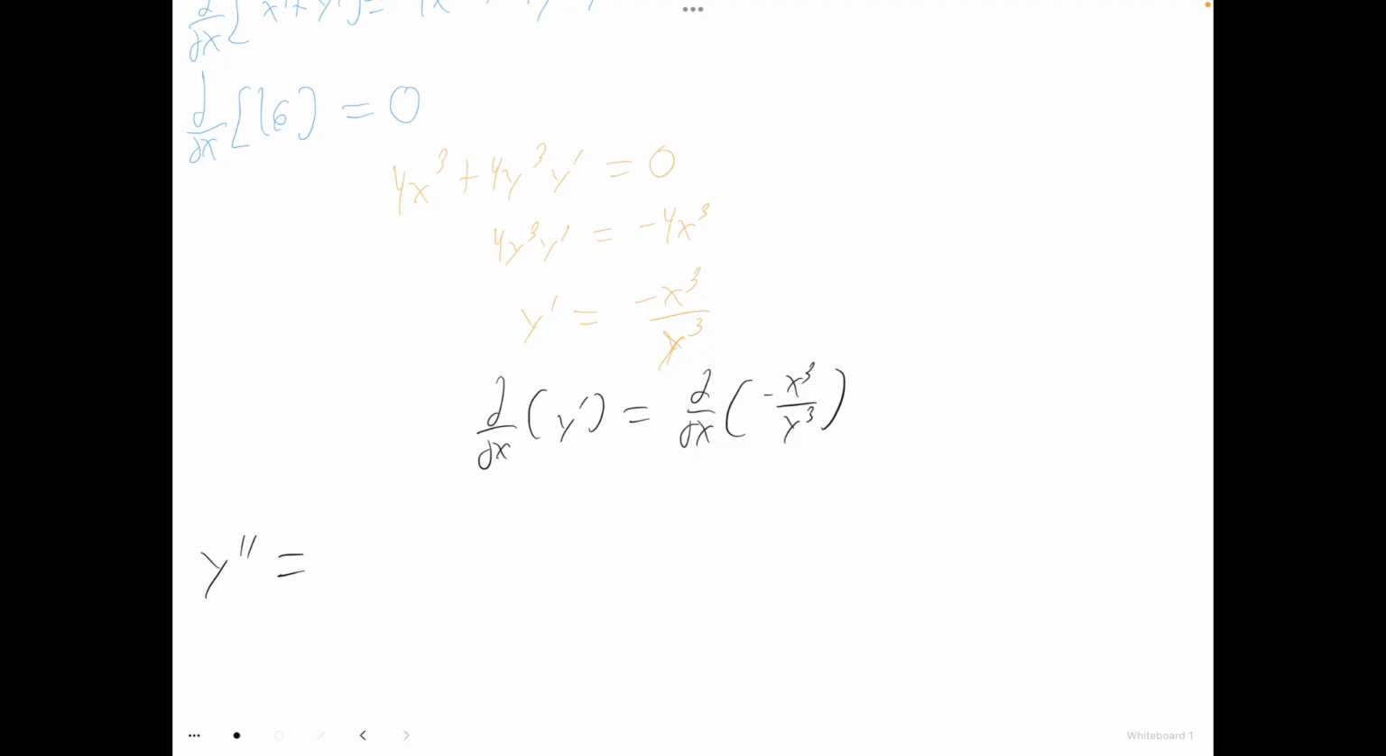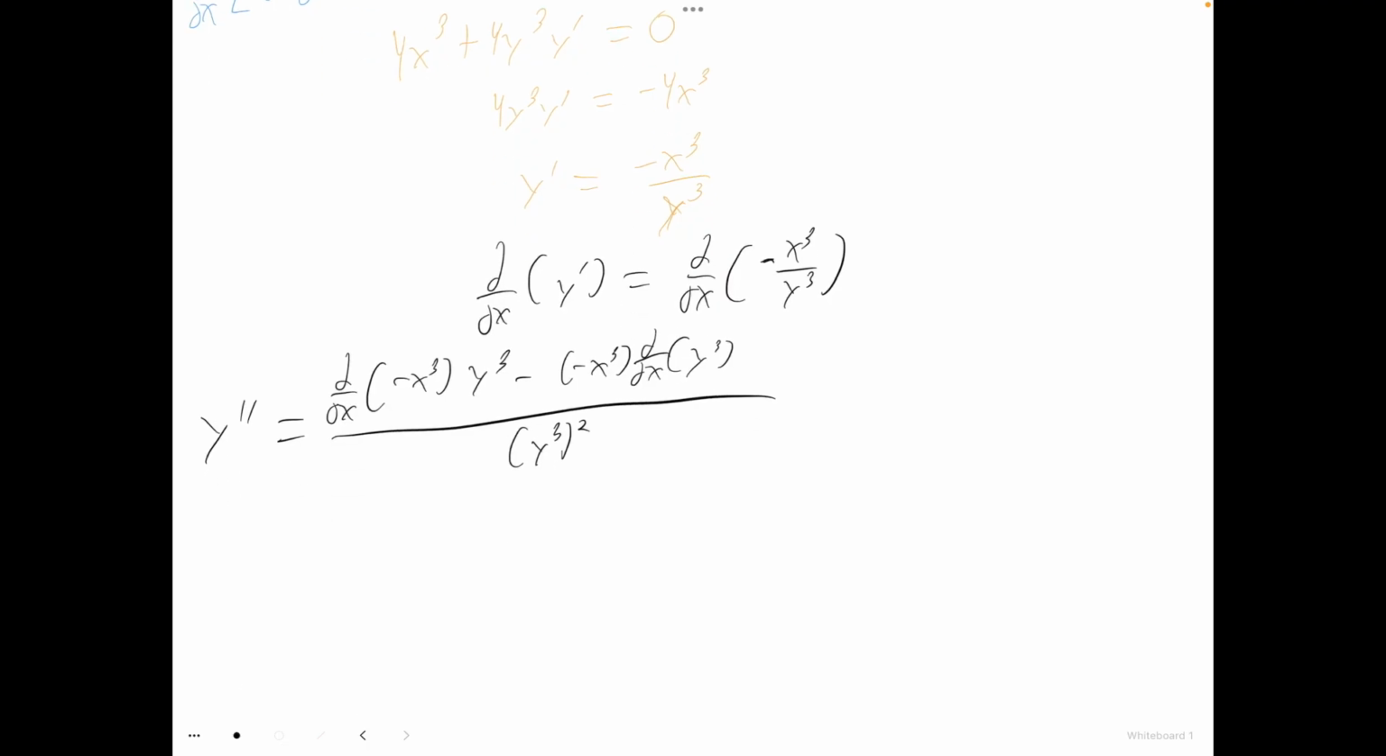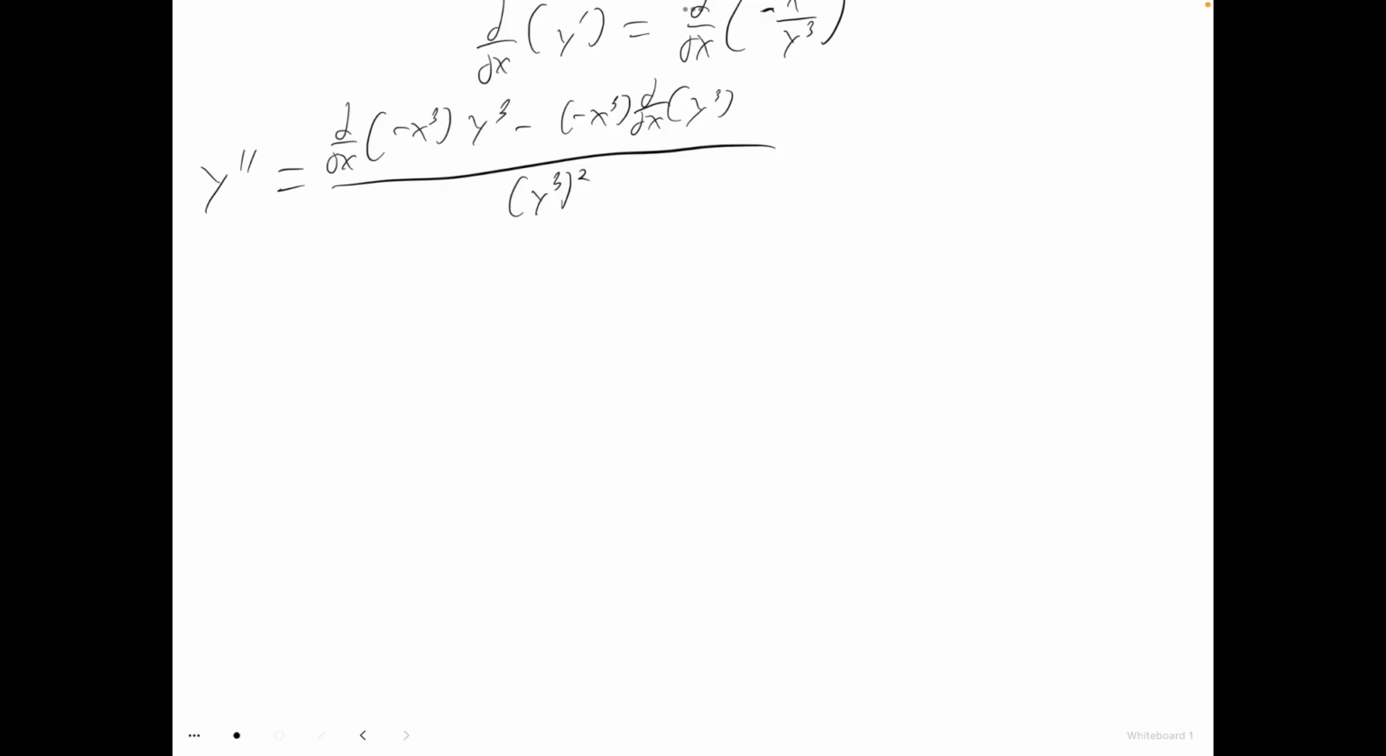And on the right, we have a quotient rule. So we're going to take the derivative of the top times the bottom minus the top times the derivative of the bottom, all divided by the bottom squared. So we're just using our quotient rule from before. So let's actually compute these derivatives.